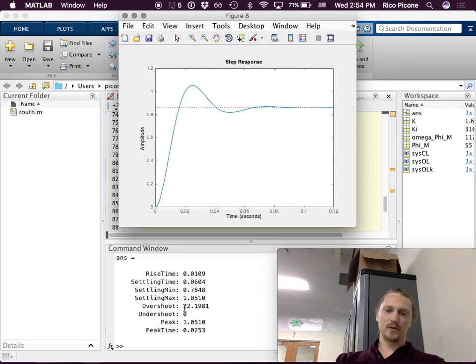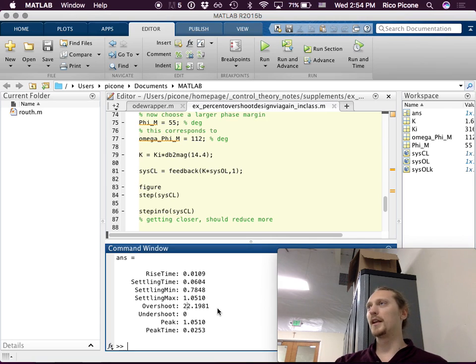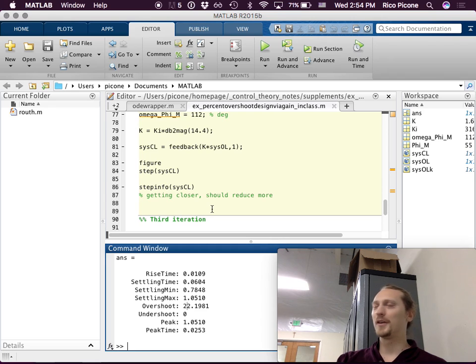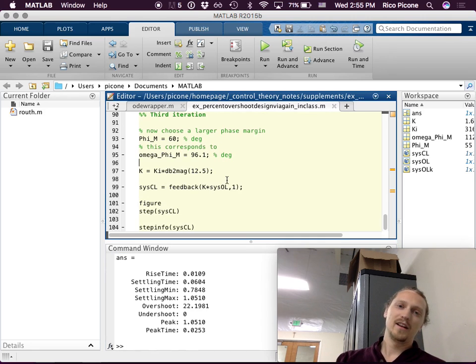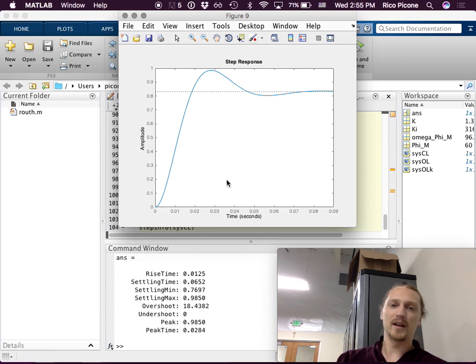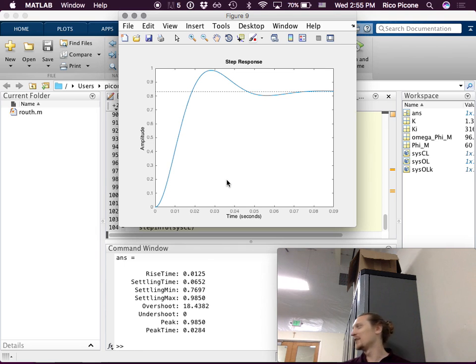And 22% overshoot. So we're getting close. Quite frankly, changing the gain manually is probably the way to go from here. But we could do a third iteration to 60 degrees of phase margin. And goodness, I bet this is going to work. What do you guys think? Oh, look, 18.4. So we actually undershot or whatever. And somewhere in there, we could iterate some more if we wanted to. Or we could just adjust the gain iteratively.